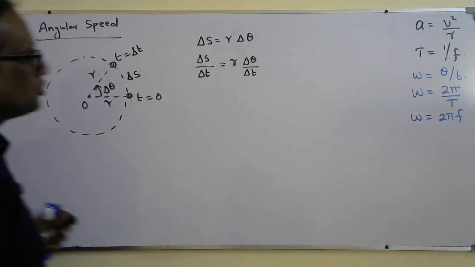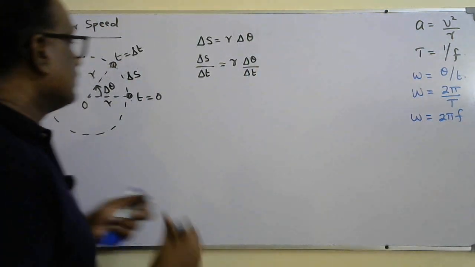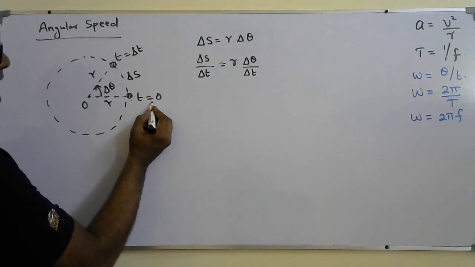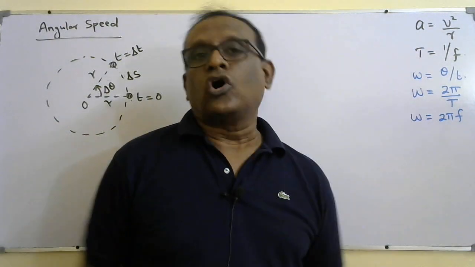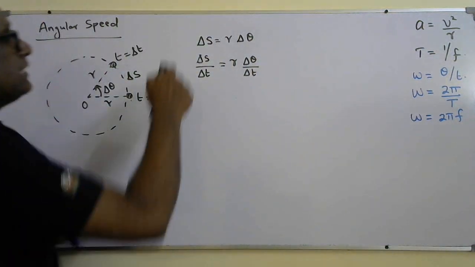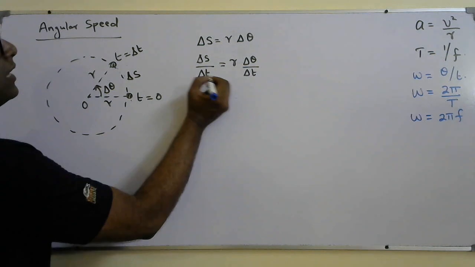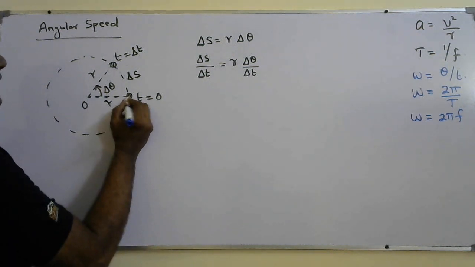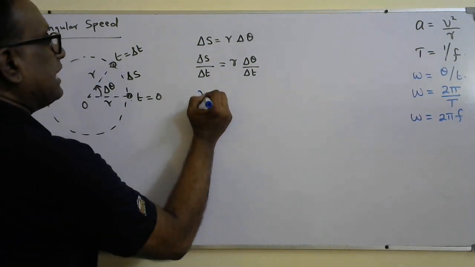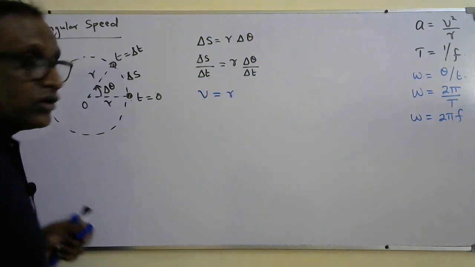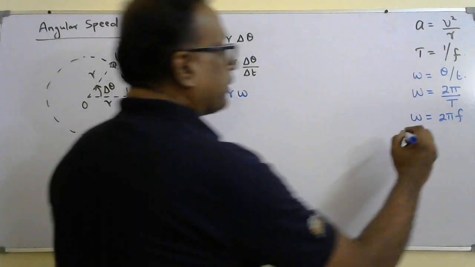Here we assume these two points are much closer because I want to get the speed at an instant. This is at t equals 0. This is at time delta t, a little later, delta t almost equal to 0. So delta s over delta t is the speed at an instant. I can say that's the speed at this point, because the time is very small. So that is v equals r times delta theta over delta t, and the rate of change of central angle is omega. v equals r omega. Next equation.